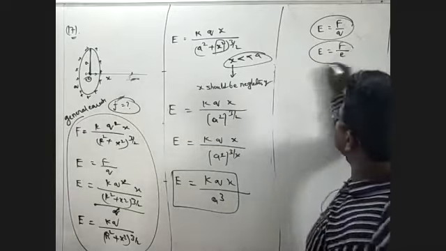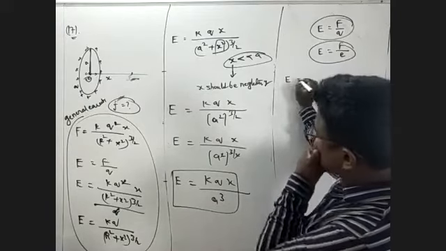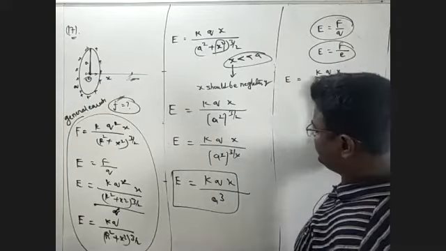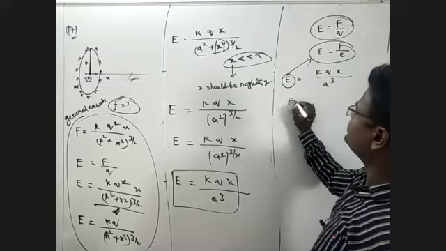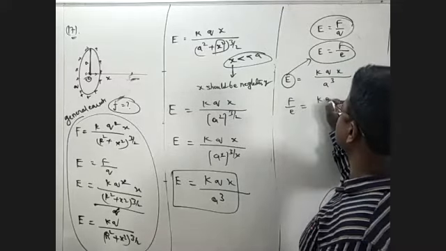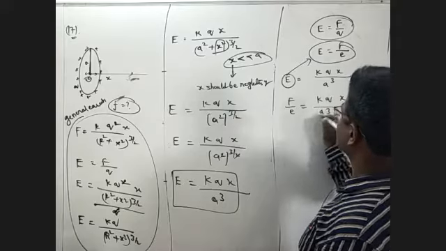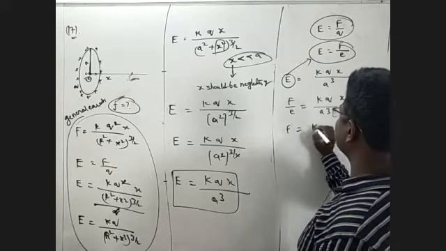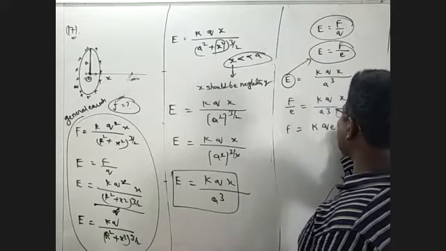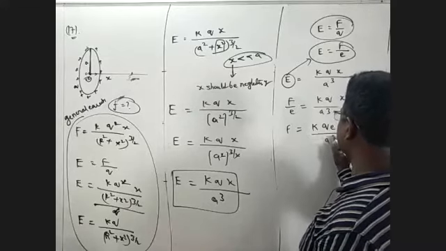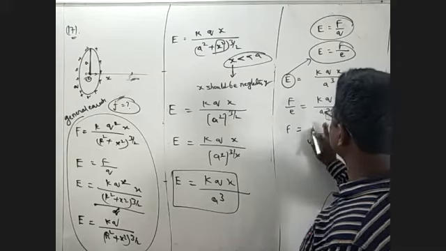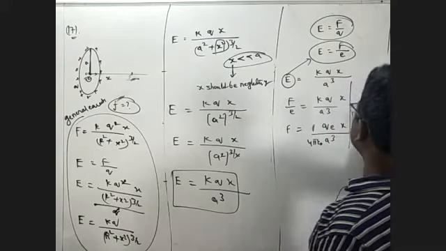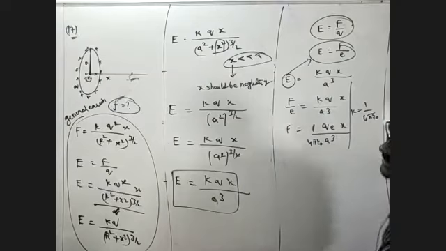So next, E is equal to KQx by a cube. I'm going to place F by q for E: F by q is equal to KQx by a cube. So F is equal to KQqx by a cube. K means 1 by 4 pi epsilon naught.